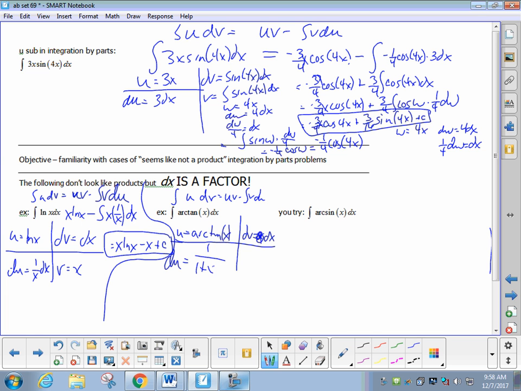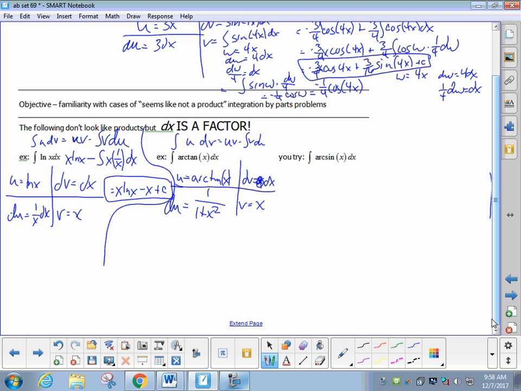1 over 1 plus x squared, and dv, if dv is dx, then v is x. Okay, so you'll see then that the integral, although not easy, is easier. uv is x arctangent of x minus voodoo. The integral of voodoo is x dx over 1 plus x squared. How do you reckon we should attack that bad boy?